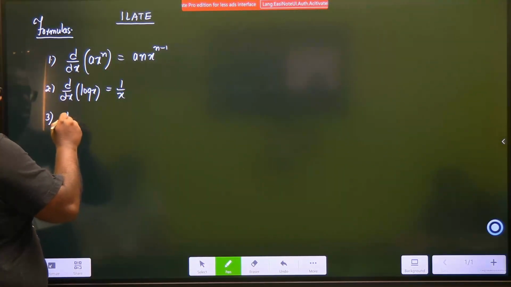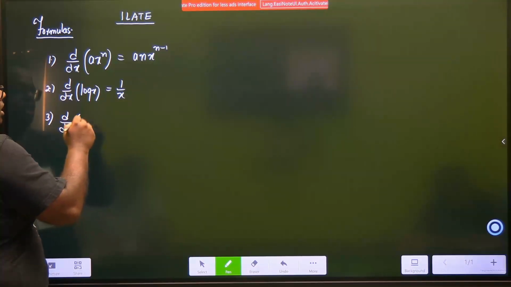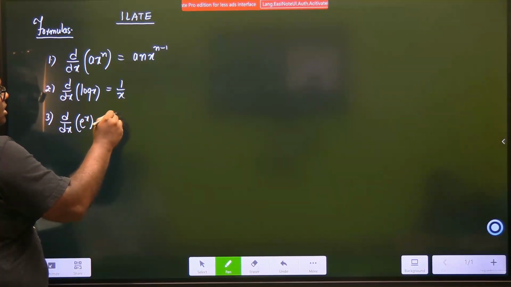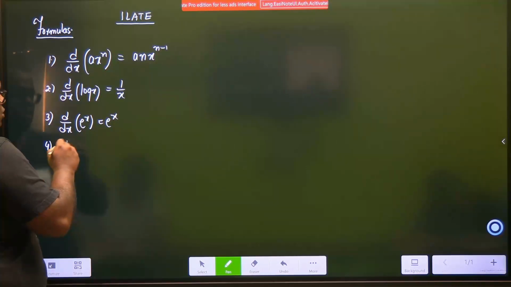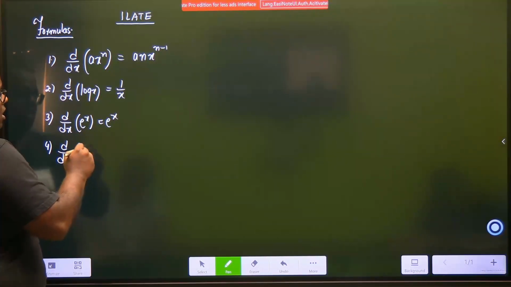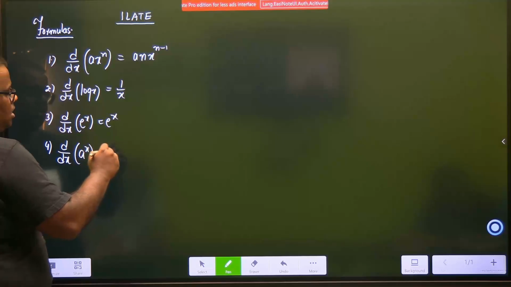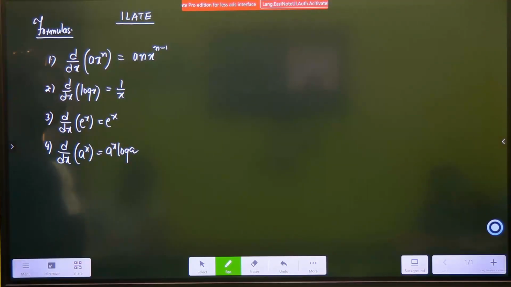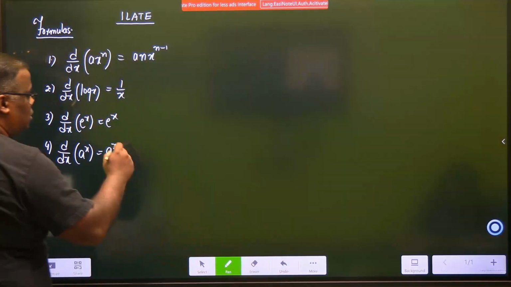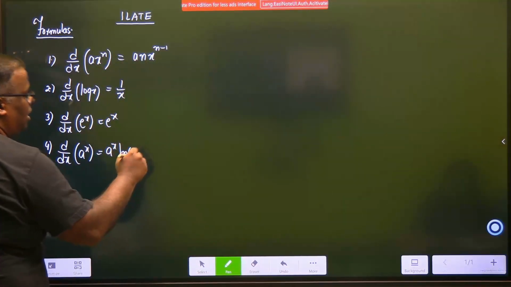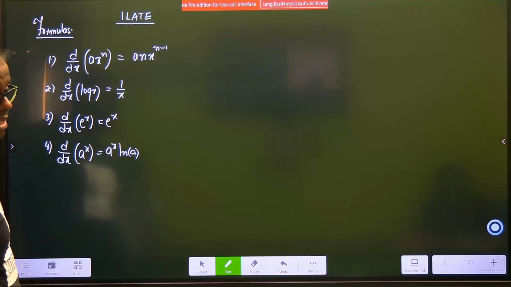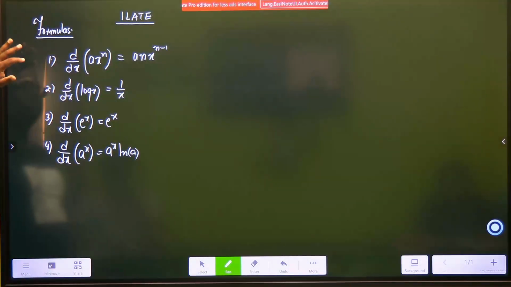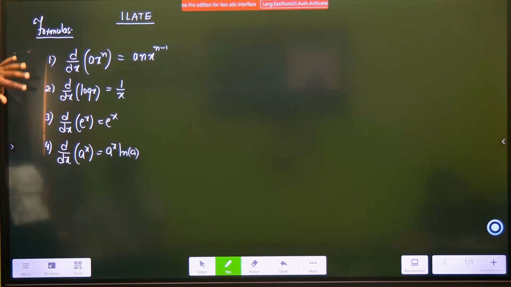Third, exponential. d/dx of e to the power x is e to the power x. Fourth, another exponential. d/dx of a to the power x is a to the power x log a. See, I wrote log a. So what is this log? Natural log. In American or any foreign books, it will be written a to the power x ln a. Okay? These are the formulas related to logarithmic, algebraic, exponential.